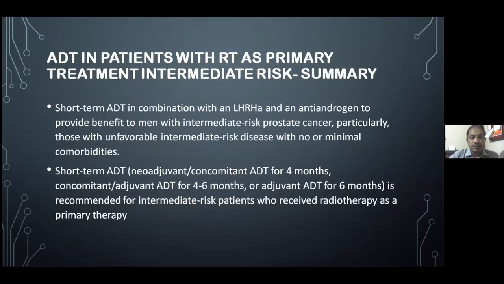ADT in patients with radiotherapy as a primary treatment in intermediate risk group, what we can summarize with all the data we have. Short-term ADT in combination with LHRH analog and anti-androgen provides benefit to the men with intermediate risk prostate cancer, particularly those with unfavorable intermediate risk group disease with no or minimal comorbidities. Short-term ADT, that is neoadjuvant plus concomitant for 4 months, is recommended for intermediate risk group patients for whom radiotherapy is the primary treatment.